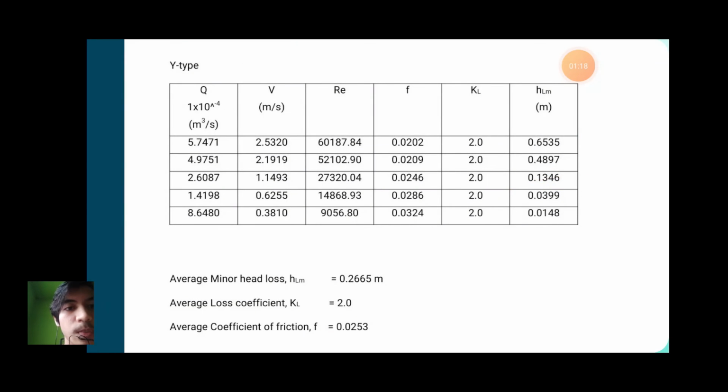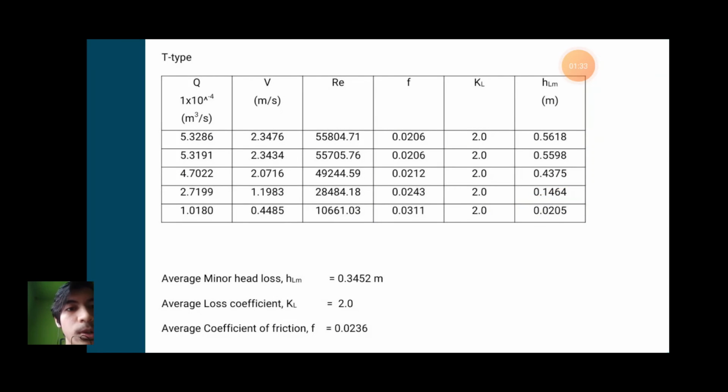For Y-type, we get the average minor head loss of 0.2665 meter, loss coefficient 2.0 and average coefficient of friction of 0.0253. For T-type pipes, we get the average minor head loss of 0.3452 meter, loss coefficient of 2.0 and average coefficient of friction of 0.0236.